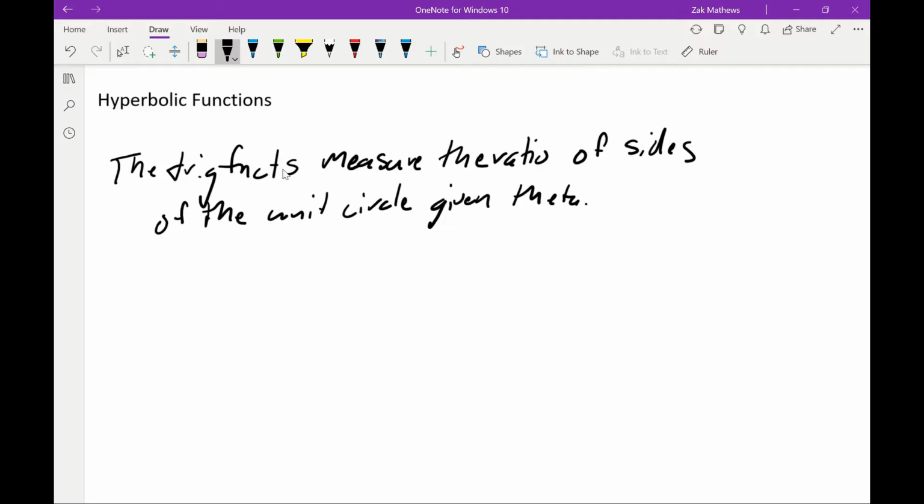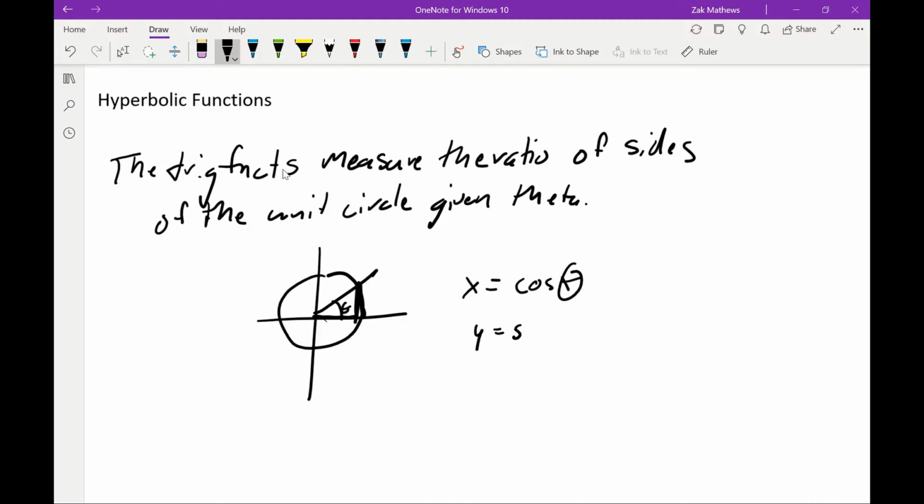So unit circle on our xy plane, we're given a theta. Well, sine, cosine, tangent measure these sides right here. They measure the sides of the triangle formed by that unit circle. We know that x is equal to cosine theta, y is equal to sine theta. We can write tangent as sine over cosine because it's the y over the x, so forth.